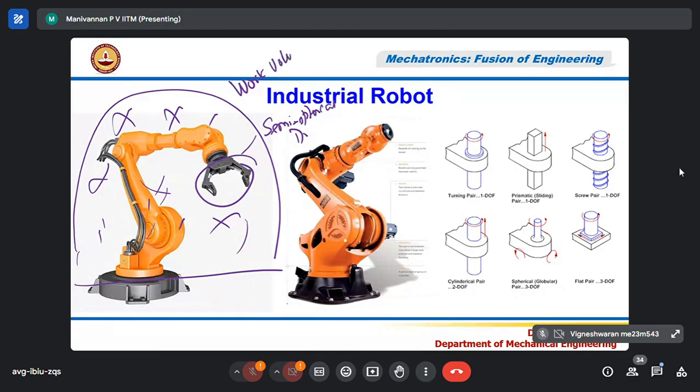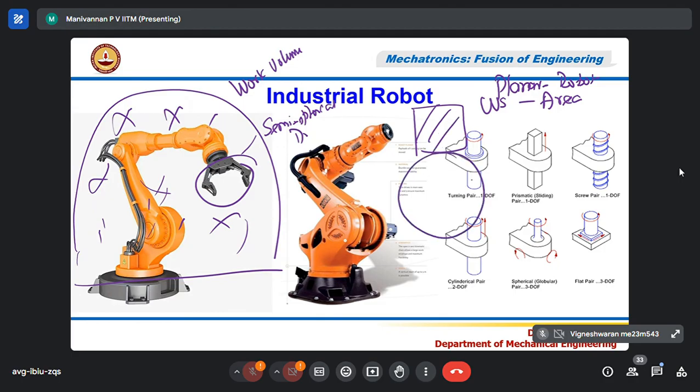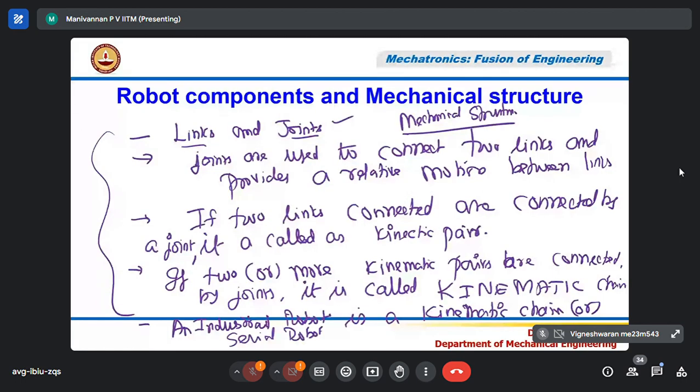Work volume or workspace. If it is a 2-degree-of-freedom robot, or if it is a planar robot, the workspace will be an area. I say workspace, WS, will be an area. So it can be a square type or a circular space, something like this. If it is a 3-dimensional robot, then it may have a cuboid or a semicircular dome or a different shape. That you can see. That's not our interest, I just want to show this as an example.